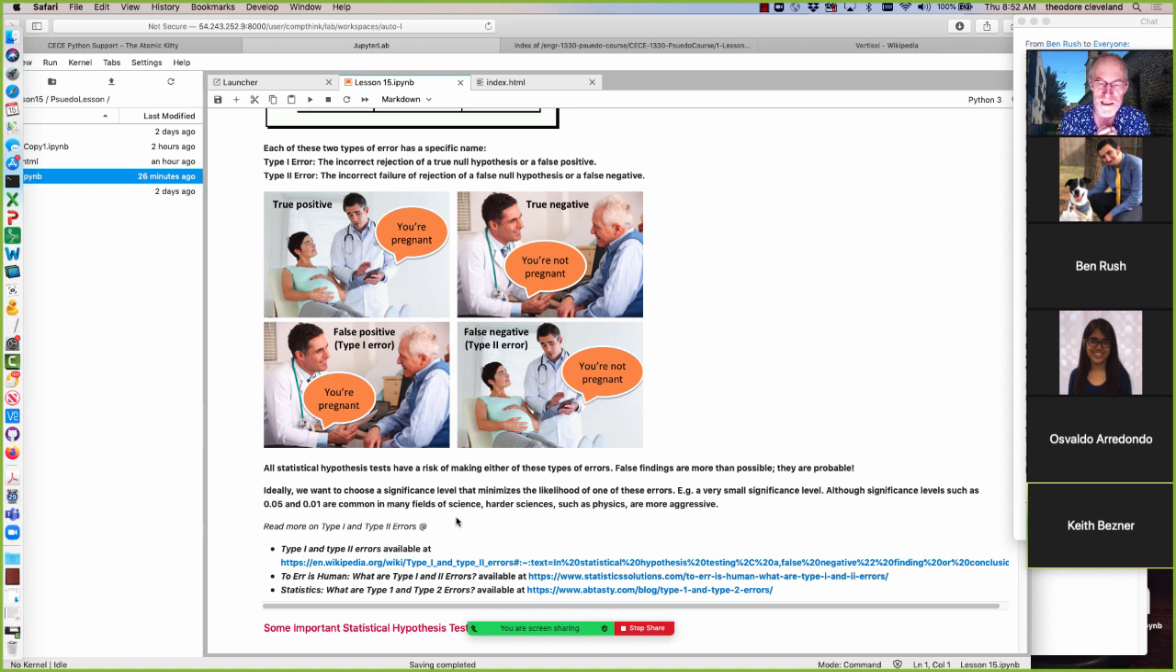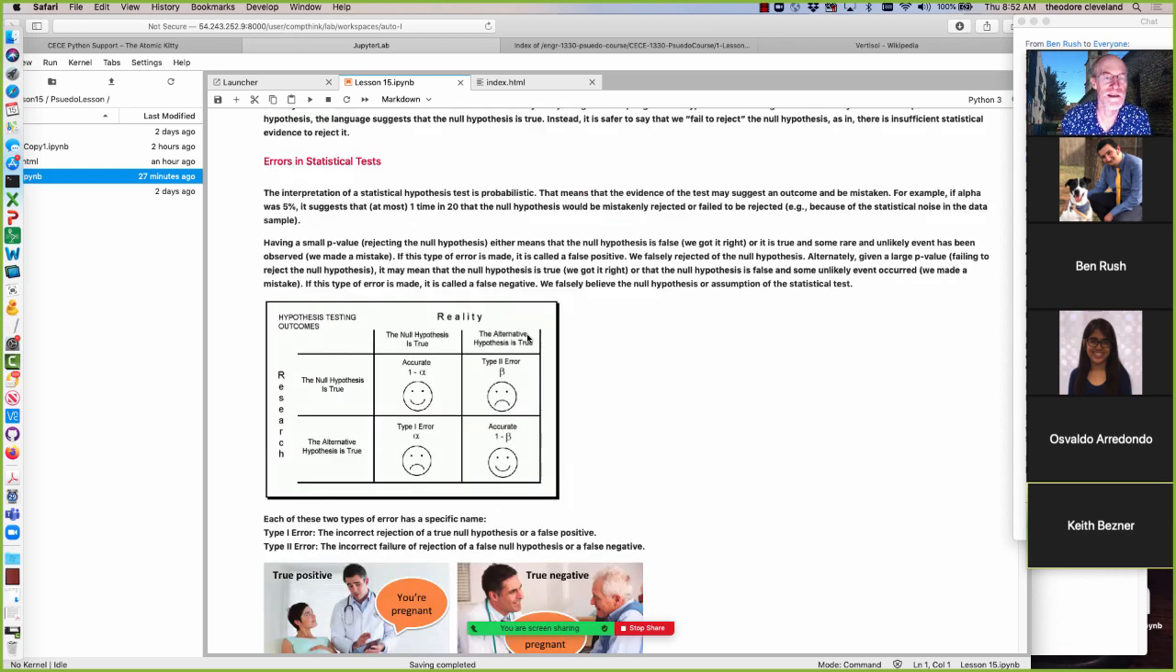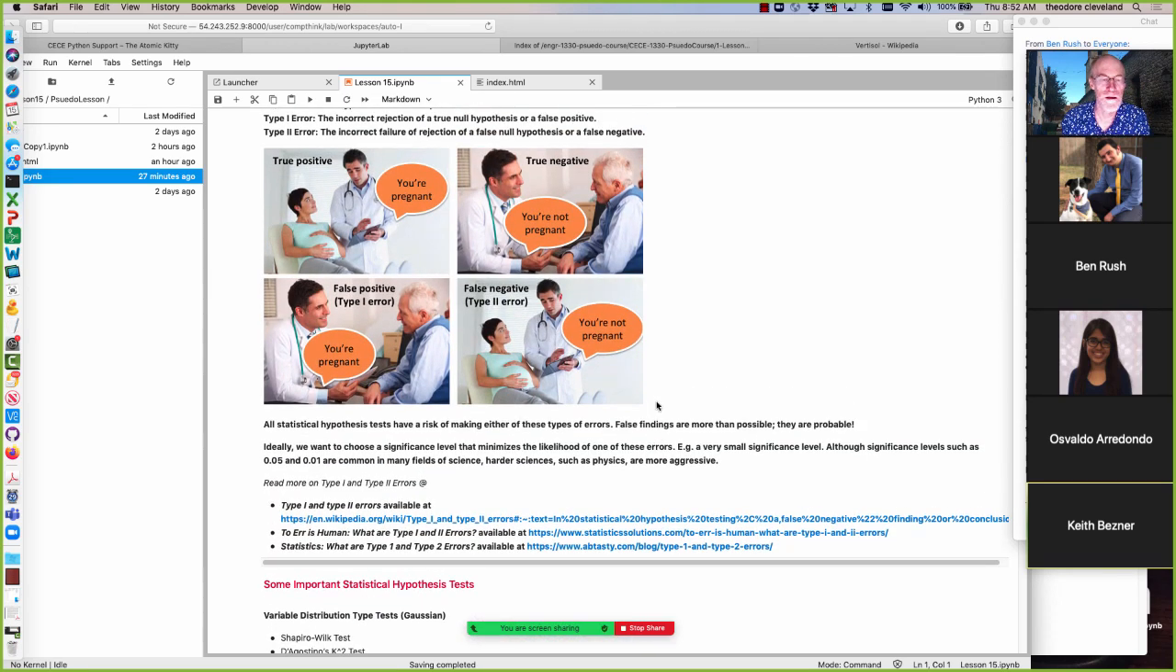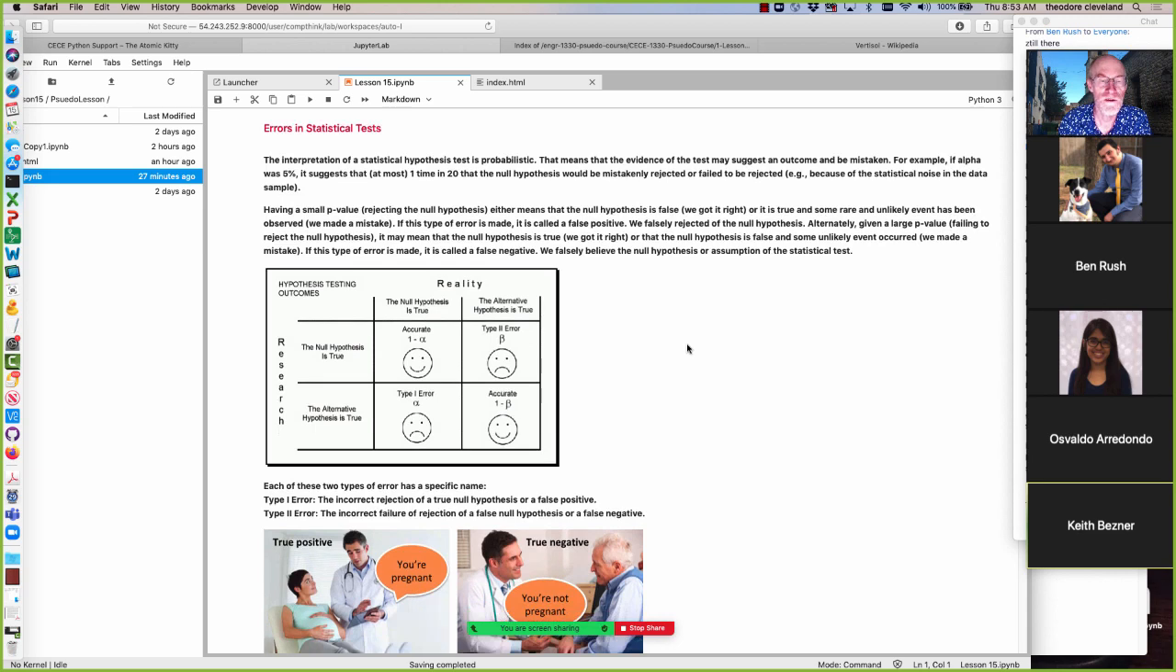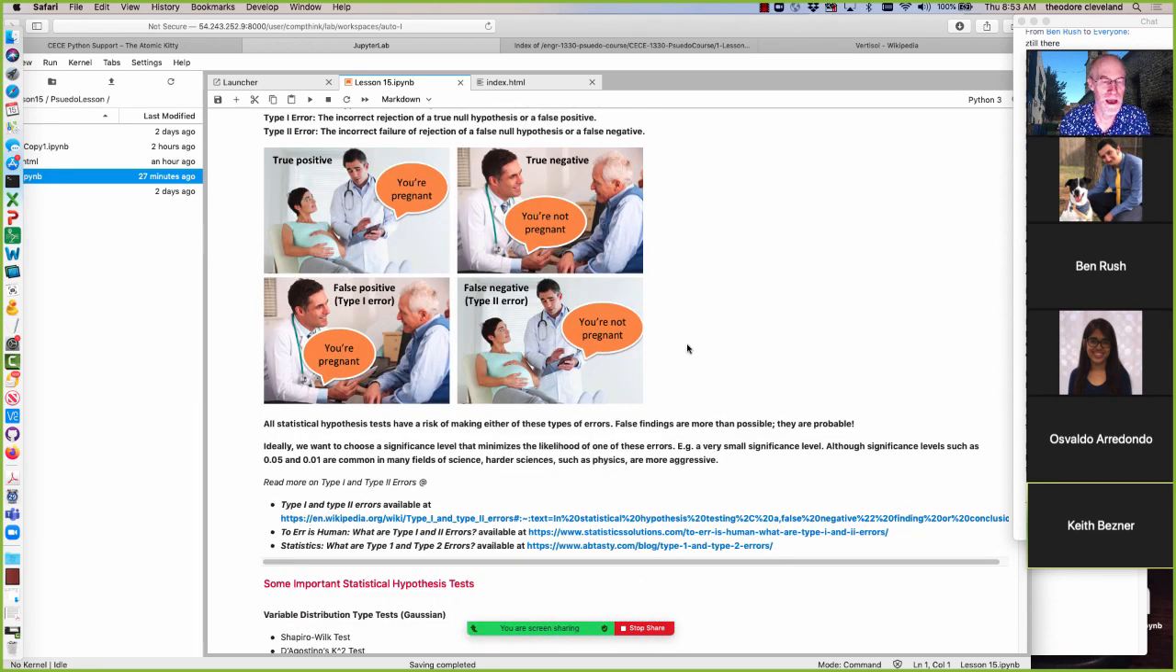So false findings are more than just possible. They are probable. They're likely to happen. So what we want to do is control the likelihood of those errors. The main way to control it is by choosing the significance level, keeping it pretty small, so that the type 1 errors are well controlled. And then the second way is to choose a testing scheme that has high power, or very low beta, to prevent type 2 errors from happening.